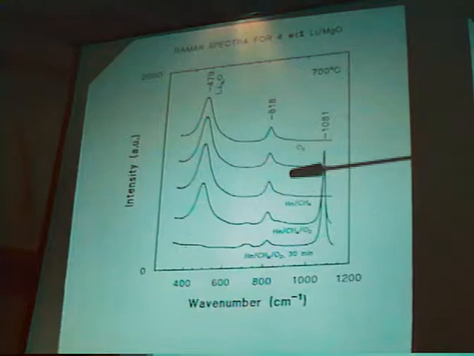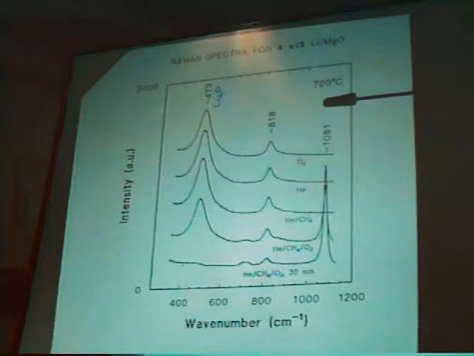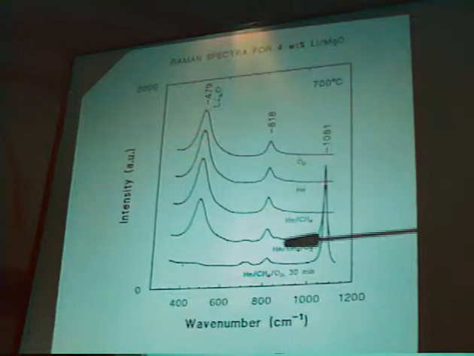But as we heat the sample in helium and methane, there is very little change in the spectrum. And again, that's at 700 degrees C, which suggests that if indeed this is peroxide, unless it is somehow buried in the lithium mag oxide material, it is unreactive with methane.